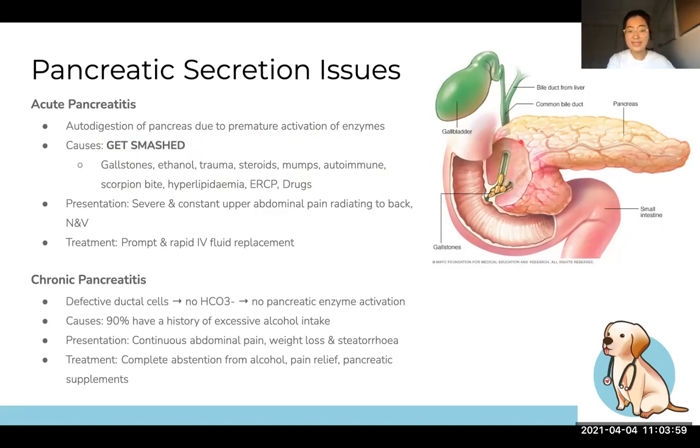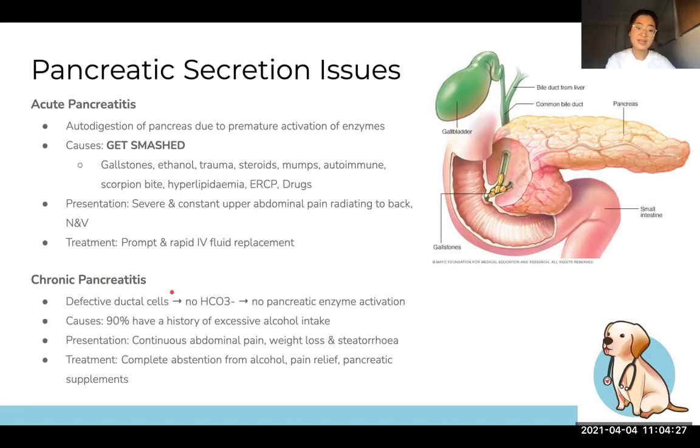The way it often presents, you'll have a severe and constant upper abdominal pain that radiates to the back. Radiating to the back can be quite a few things, like aneurysms, etc. But for acute pancreatitis, look at the history as well. If someone's been drinking a lot of alcohol, or has a history of gallstones, you should be thinking of pancreatitis. In terms of treatment, prompt rapid IV fluid is generally all good.